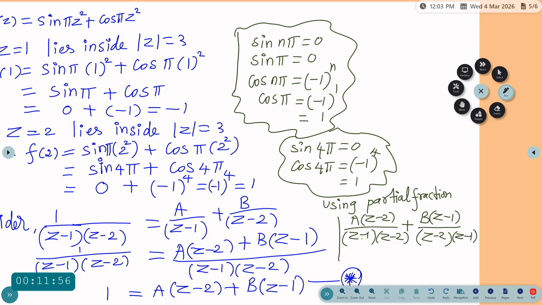So the denominator is common, so we can add the numerator term. So we get the RHS is a into z minus 2 plus b into z minus 1 divided by z minus 1 into z minus 2. Here the LHS and RHS, the denominator term is common, so we can cancel it. So the numerator term is 1 equal to a into z minus 2 plus b into z minus 1. Consider this as star equation.